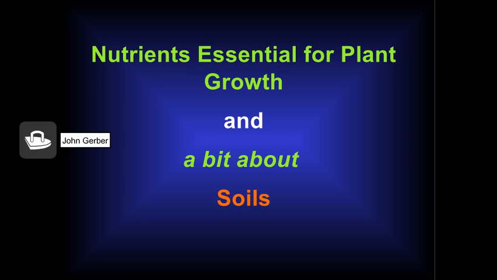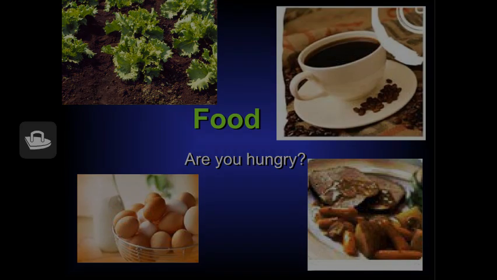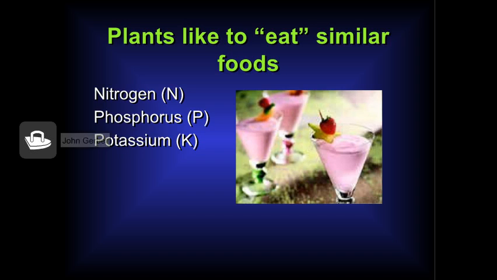Our final section in plant physiology is about plant nutrition, nutrients, and a bit about soils. Plants, like all living things, require food, in this case, plant food or plant nutrients. Plant foods are called essential elements or plant nutrients. The three main ones we think about are nitrogen, phosphorus, and potassium, indicated by the scientific symbols N, P, and K.